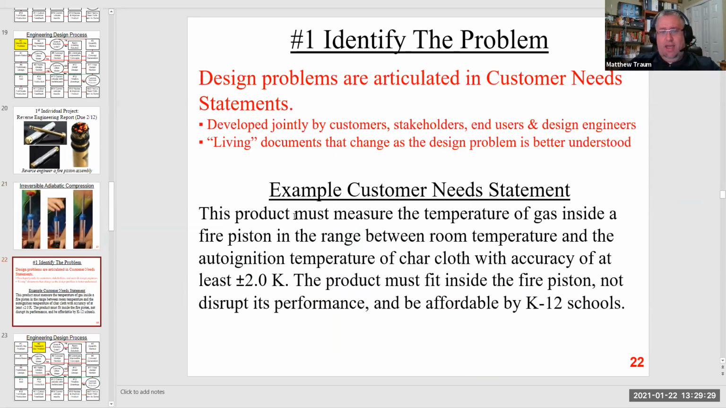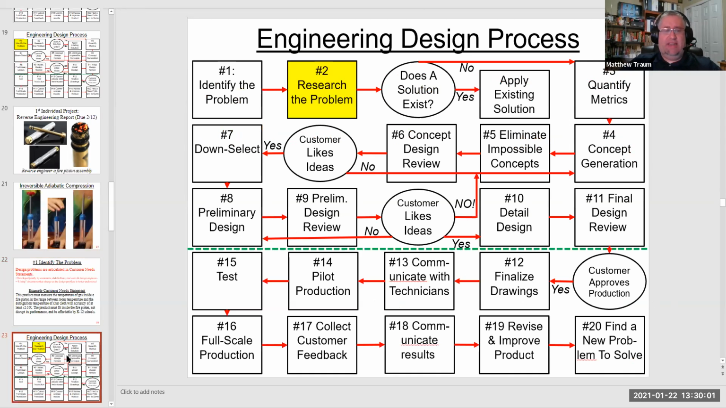So this product must measure the temperature of gas inside a fire piston in the range between room temperature and auto ignition temperature of the char cloth, with an accuracy of at least plus or minus 0.2 Kelvin. And that product must fit inside the fire piston, not disrupt its performance, and be affordable by K through 12 schools. So that was the ultimate end user, K through 12 schools. So like a high school physics class, for example, would be an end user. Okay, so that was the customer needs statement.